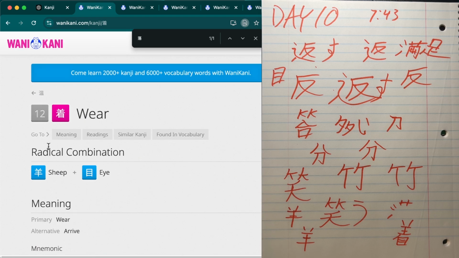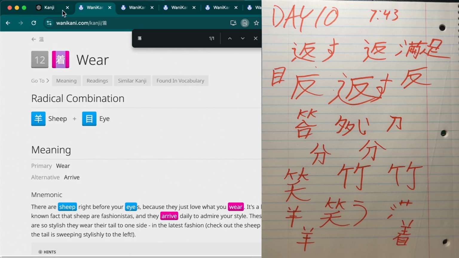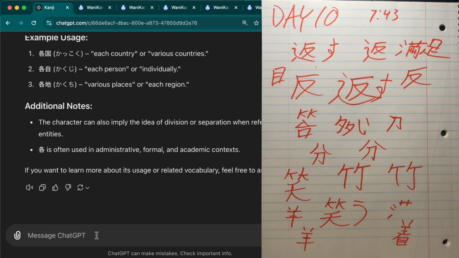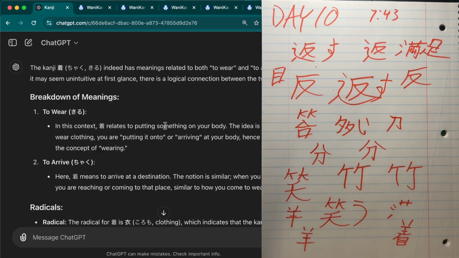This is the first kanji where I just have no idea why it means wear and arrive. I'm going to ask ChatGPT if they can help me out with this one. Why does this kanji mean both wear and arrive? It seems unintuitive. There's a logical connection. Please explain it, ChatGPT. To wear, kiru, in this context, relates to putting something on your body. The idea is that when you wear clothing, you are putting it onto or arriving at your body, hence the connection to the concept of wearing.